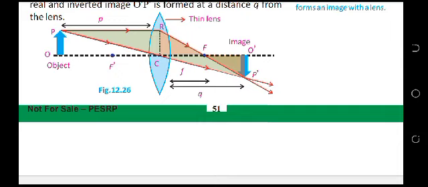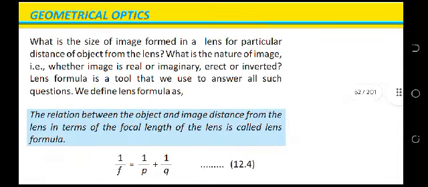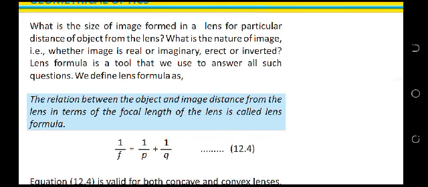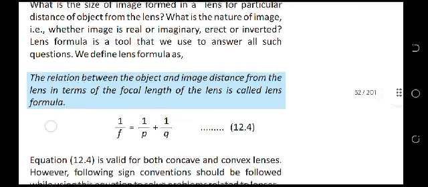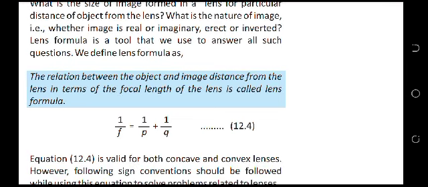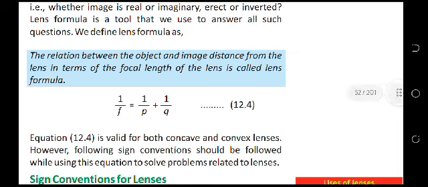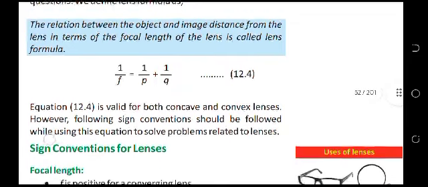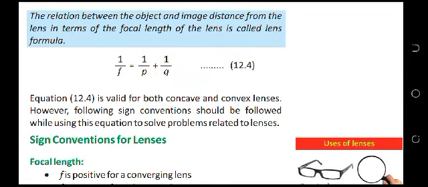Thin lens: image and object. What is the size of the image formed by a lens for a particular distance of the object from the lens? What is the nature of the image, for example whether the image is real or imaginary, erect or inverted? The lens formula is a tool that we use to answer all such questions. We define the lens formula as the relation between the object and image distance from the lens in terms of the focal length of the lens. 1/f = 1/p + 1/q.